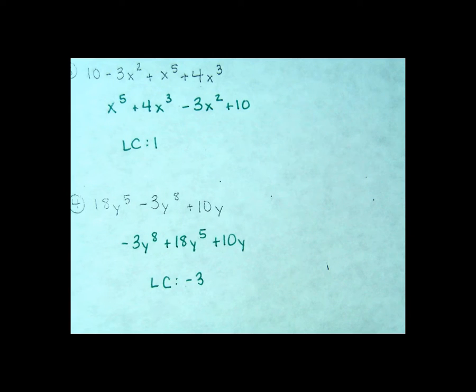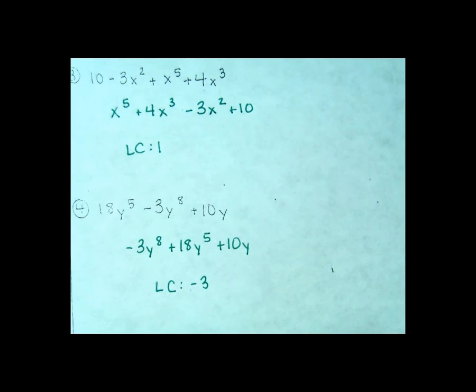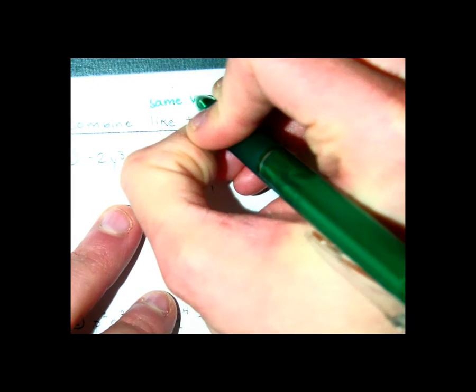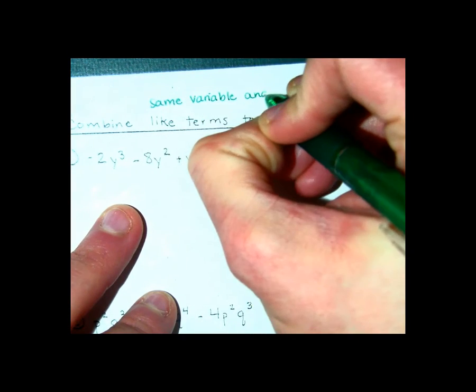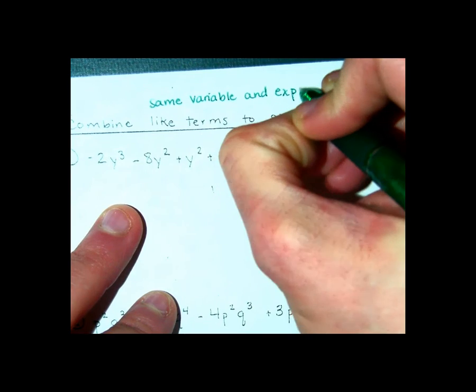Alright guys, the last 4 are about combining like terms, which you have done over and over again. But you need to know that a like term is something that has the same variable and the same exponent. So we're going to write that right there. A like term is something that has the same variable and exponent. If the exponent's not the same, they are not like terms.